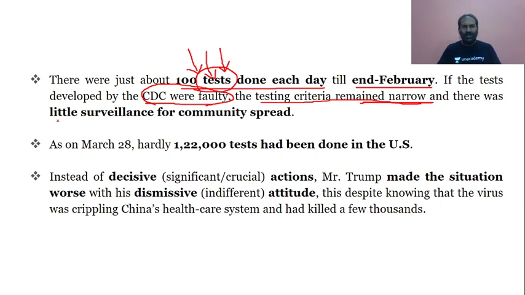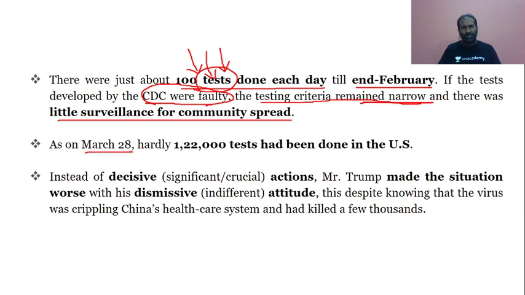And there was little surveillance for community spread. The way the US did not go ahead with an effective surveillance in regards to protecting the community, that is the US citizens community. They haven't gone ahead with the complete surveillance, which, practically, scientifically, technologically, they had all the machinery in place for, but they did not use it. They haven't taken the virus seriously.